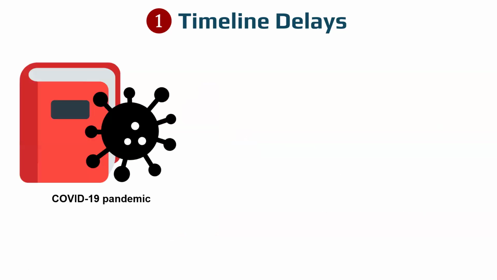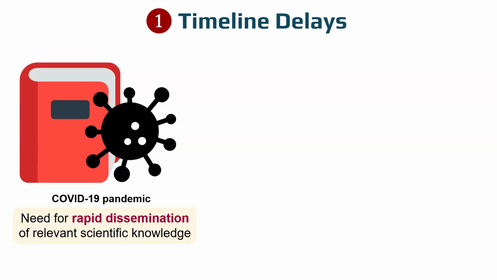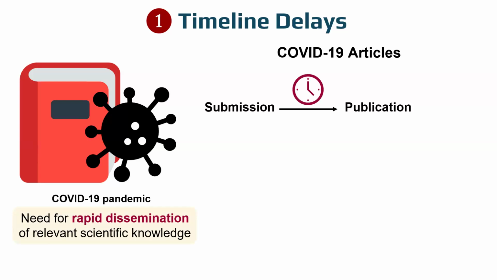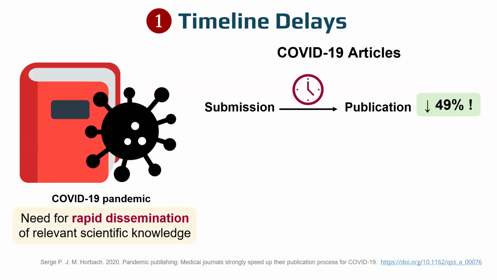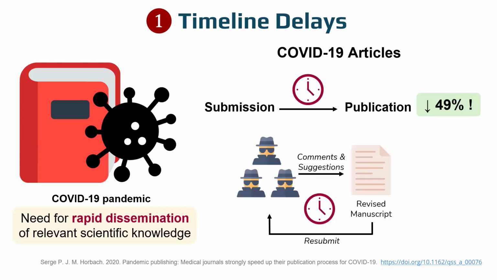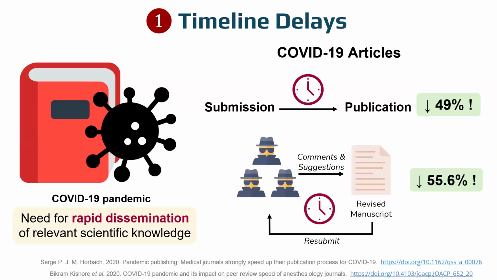And what makes you wonder about these time delays is that when the COVID-19 pandemic hit, there was a need for rapid dissemination of relevant scientific knowledge. So what happened is that when it came to COVID-19 articles, the time from submission to publication was somehow miraculously cut by almost 50%. And the peer review time has also been decreased by more than 50%. So this raises a big question.